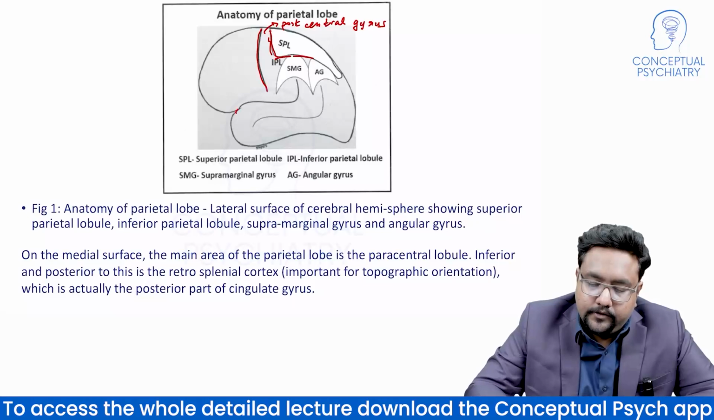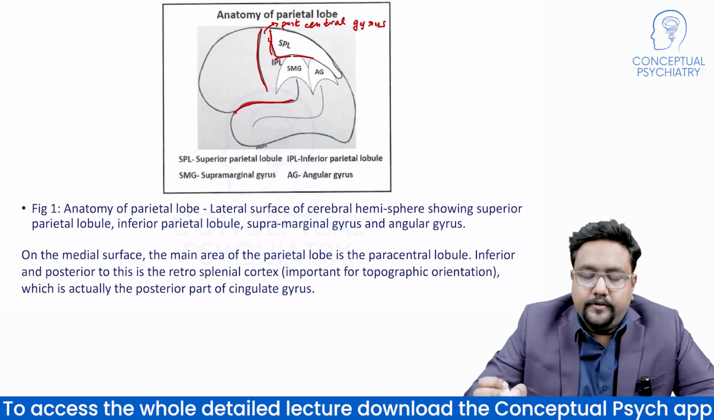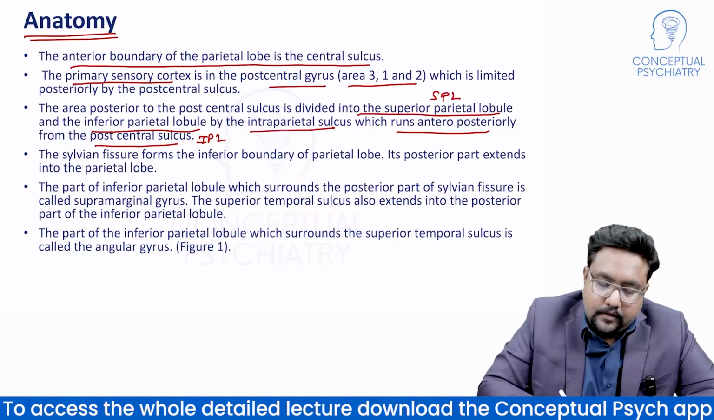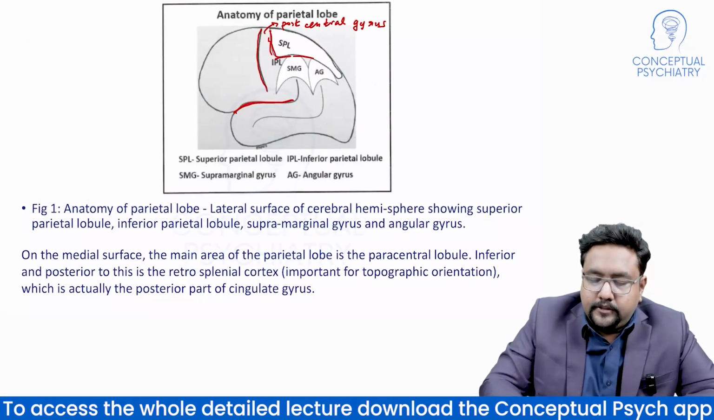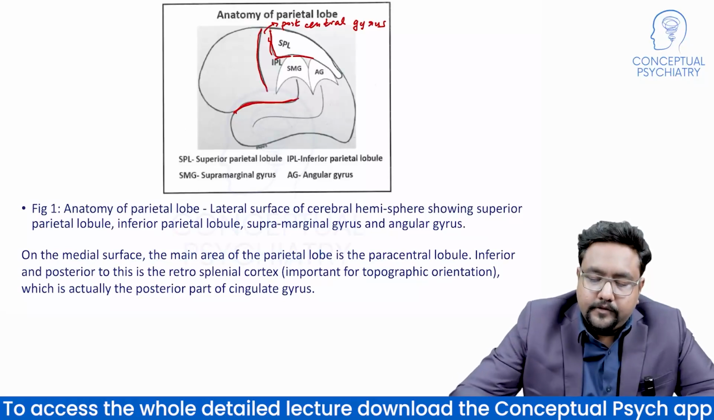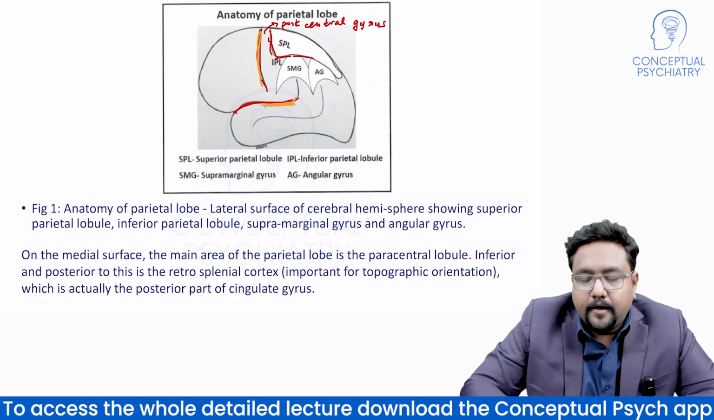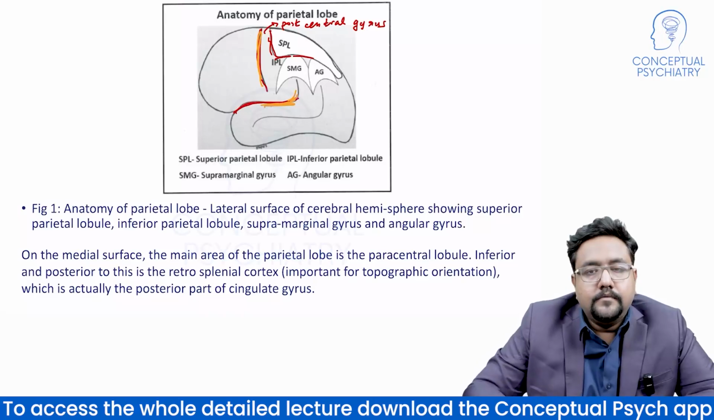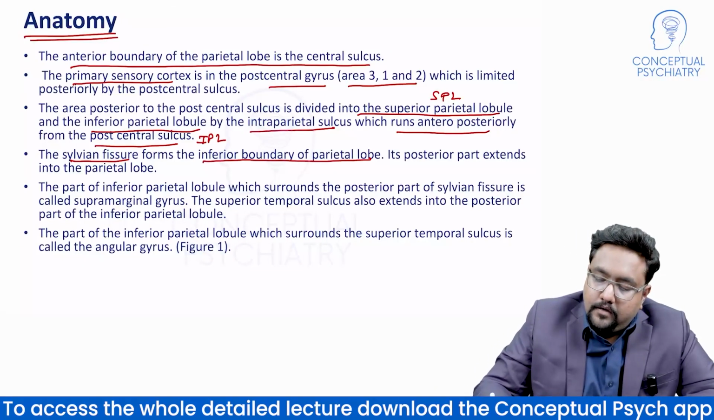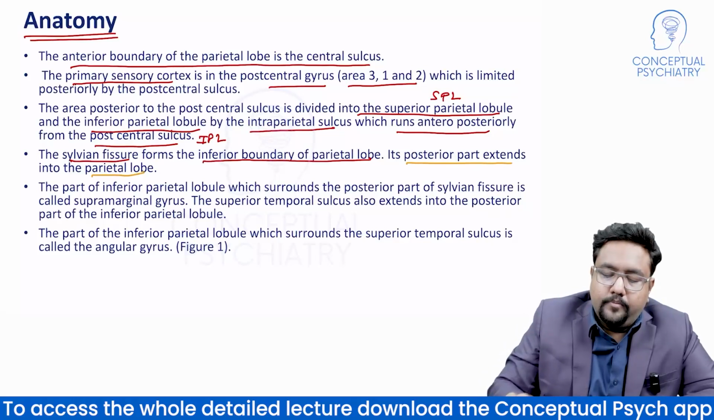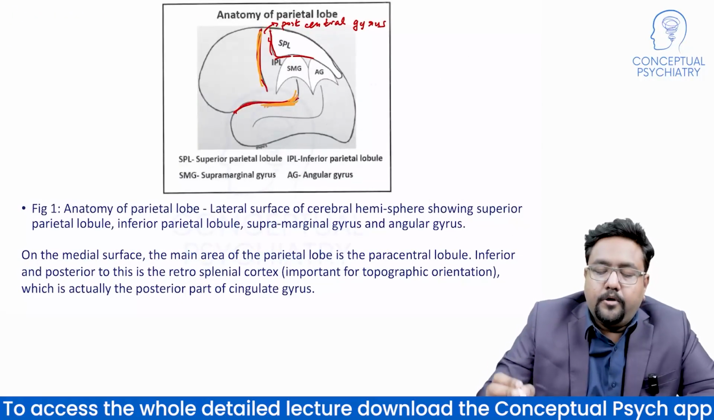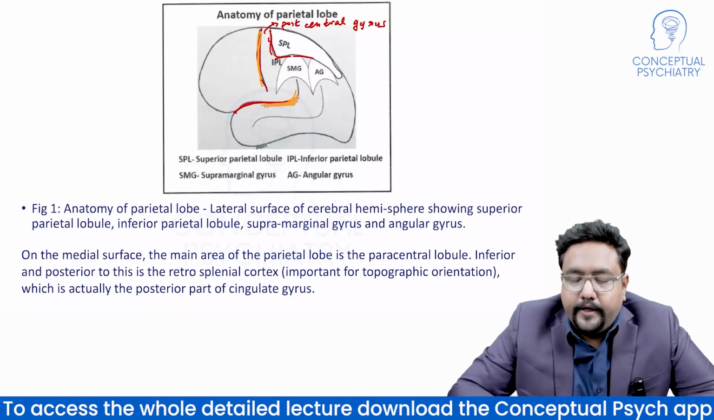The Sylvian fissure, or the lateral fissure, forms the inferior boundary of the parietal lobe. So, if this is the parietal lobe, this is the anterior boundary and this is the inferior boundary. Especially the posterior part of the Sylvian fissure forms the inferior boundary, and its posterior part extends into the parietal lobe.